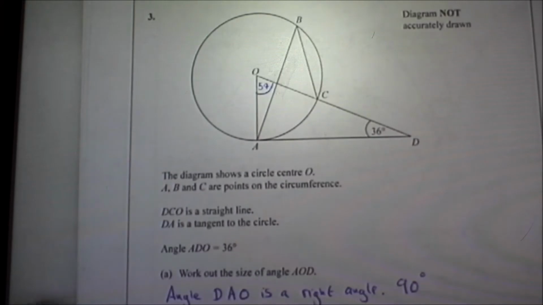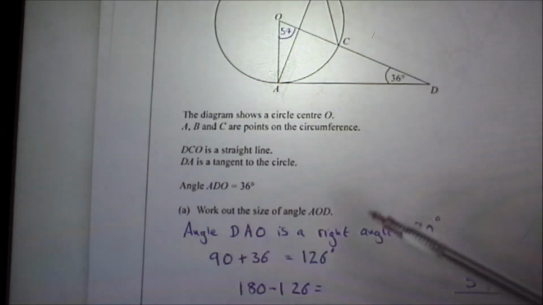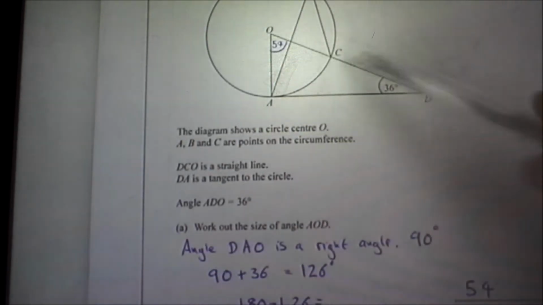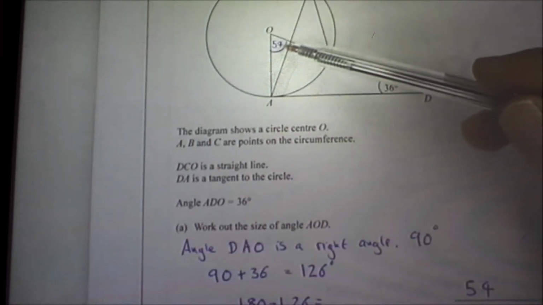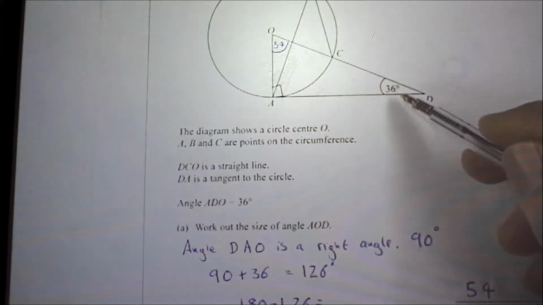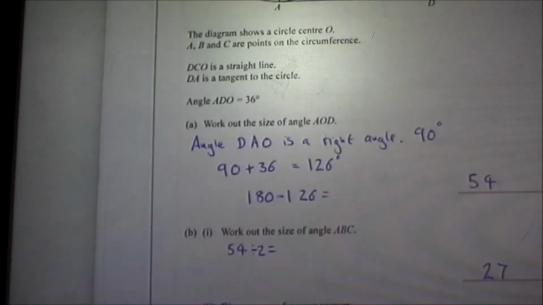Question number 3. The diagram shows a circle. O is the centre of the circle. A, B and C are points on the circumference. Work out the size of the angle AOD. AOD is that one there. First of all, you know that is a right angle in there. You know that's 36. So 90 plus 36 is 126, and 180, take away 126, gives you 54.